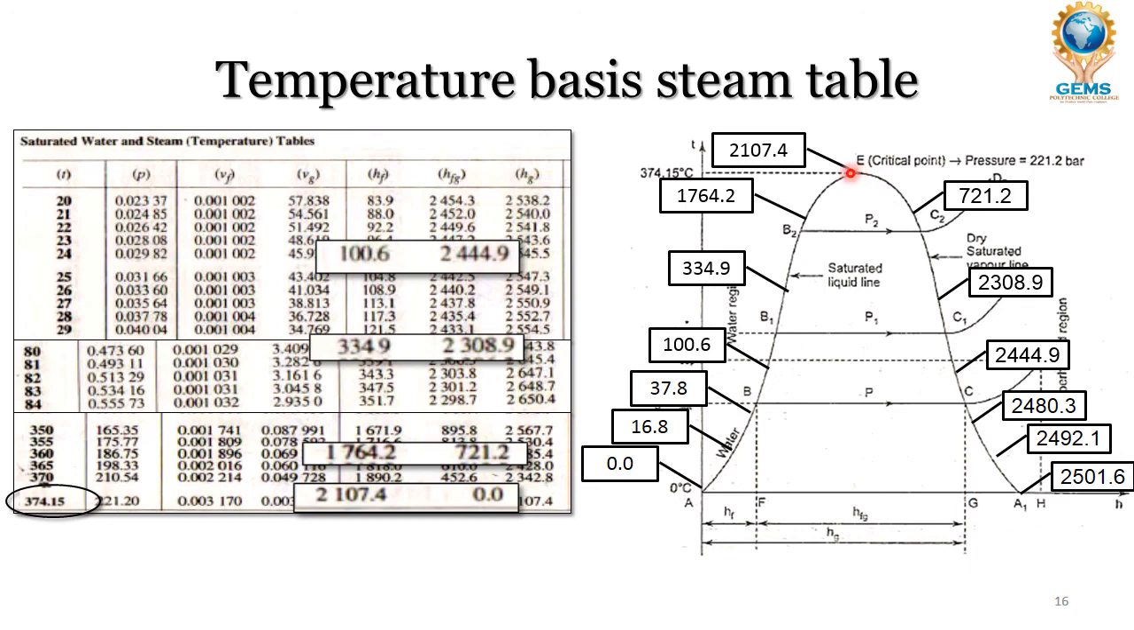At this critical point, which is the last point in the saturation table, whether on a temperature basis or a pressure basis, the value is the same. The critical temperature is represented in the steam table as 374.15 degrees, and its corresponding pressure is 221.2 bar. It is mentioned in the table.